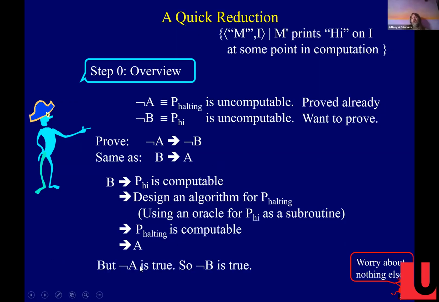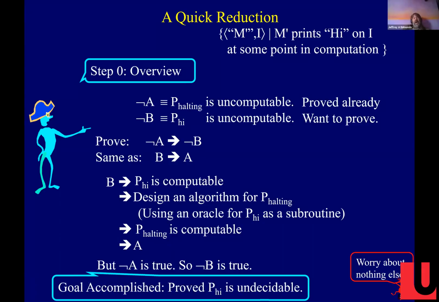But the thing is, we know that the halting problem is not computable. So that means P high is not computable. Does everybody get this picture? It's the same as what we did before with the clique problem and the SAT problem, but there we were down a level. The question was, is there a polytime algorithm for it or not? Now we're asking, is it computable or not? Same idea, different height in the complexity hierarchy.